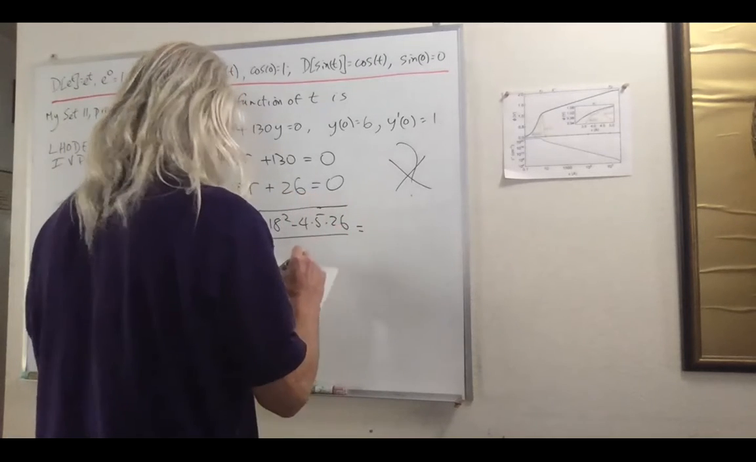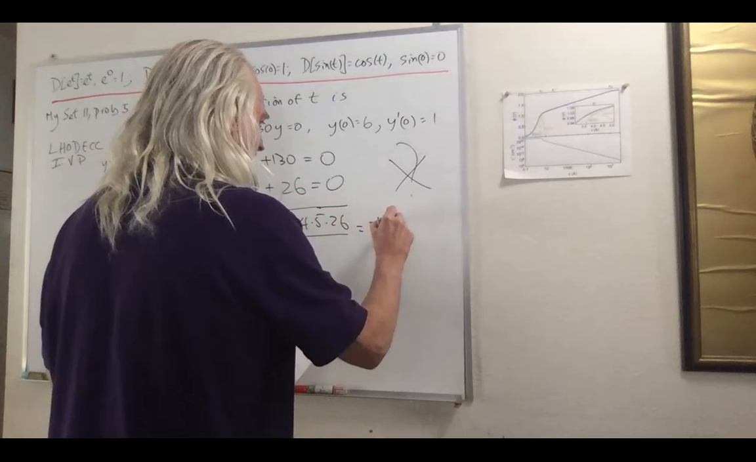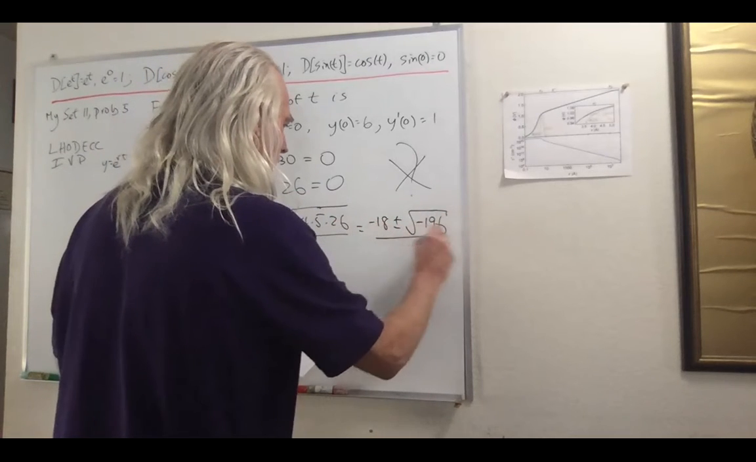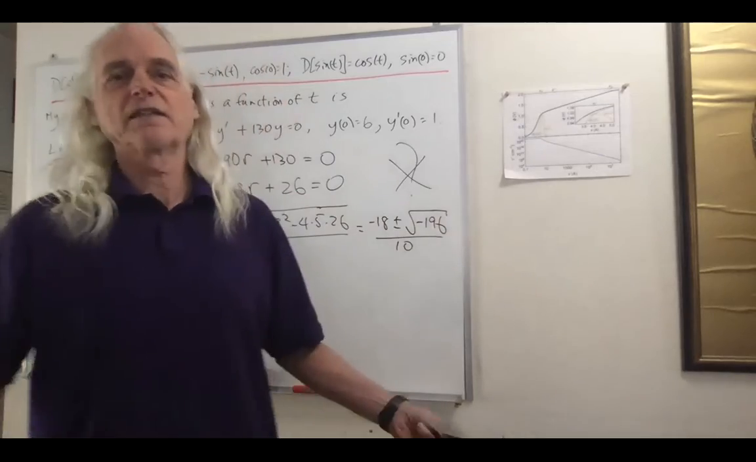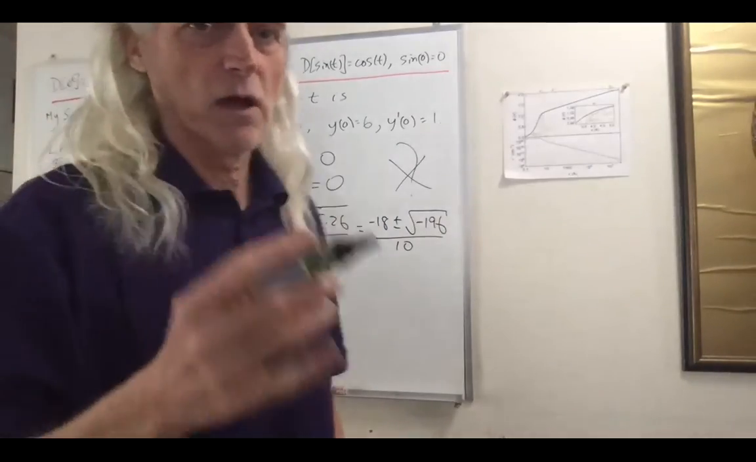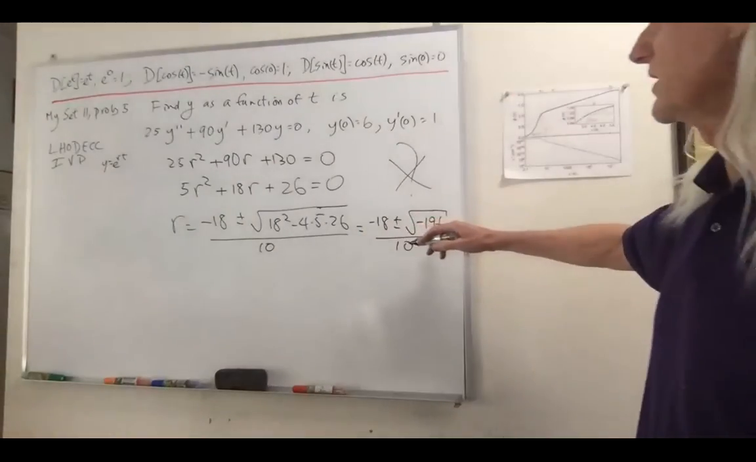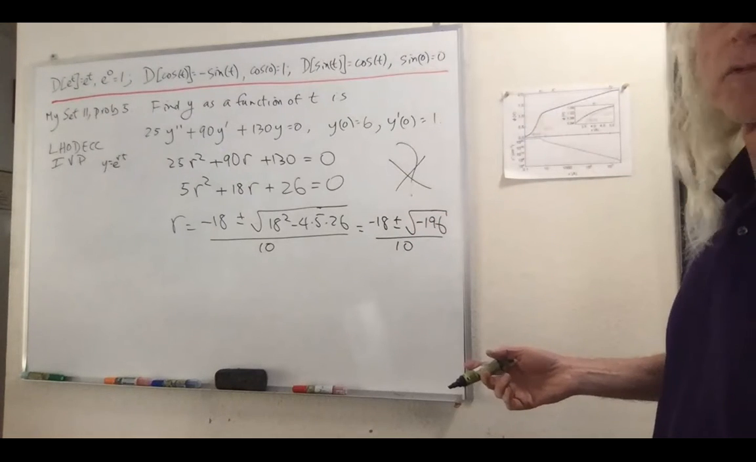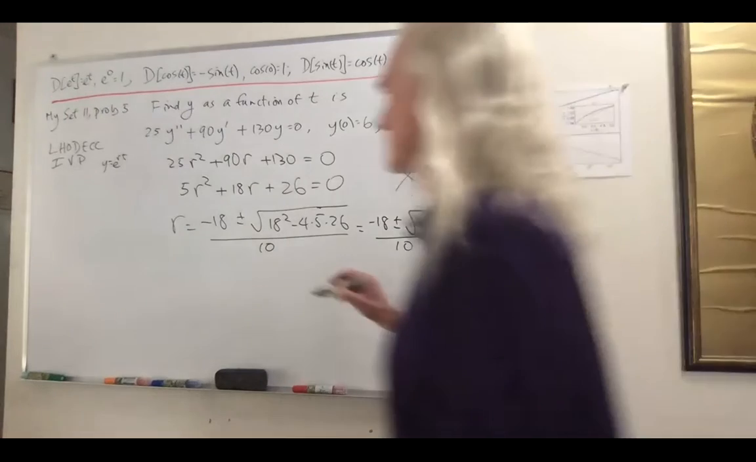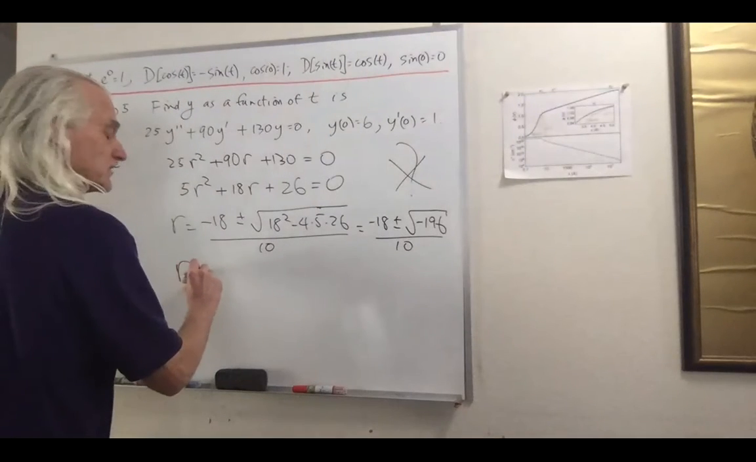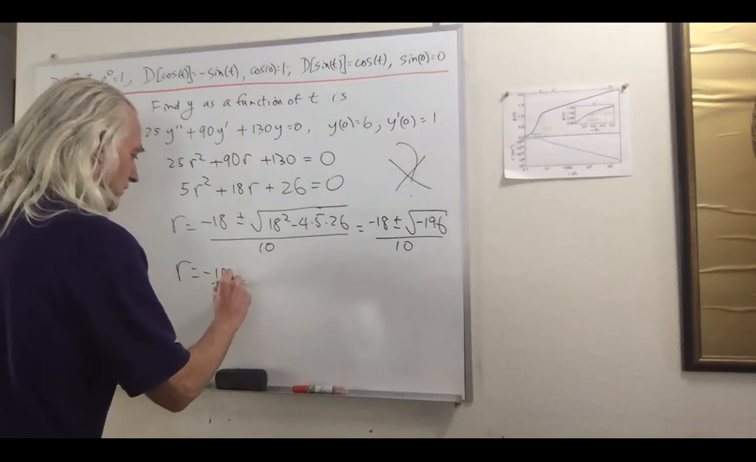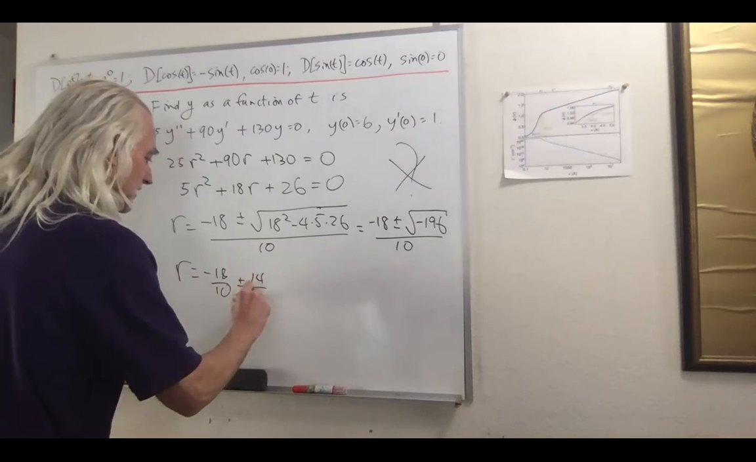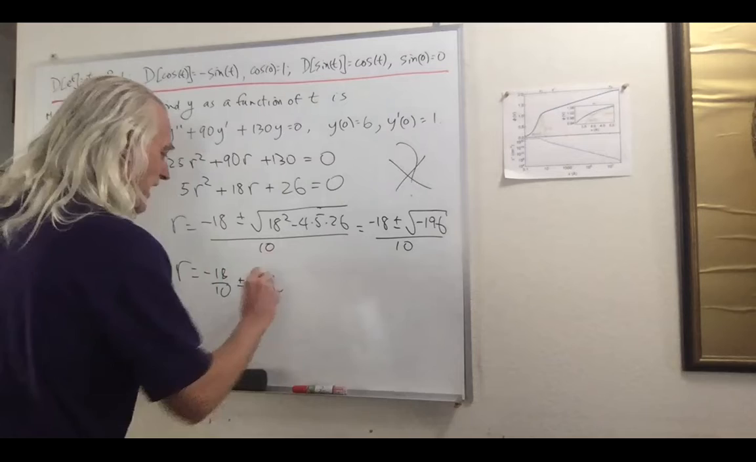You might need a calculator. I got minus 18 plus or minus the square root of minus 196, over 10. Whoa! You can't take the square root of a negative number over the reals, but this is going to be an i, a pure imaginary number, and you might remember that 14 squared is 196. So r is negative 18 tenths plus or minus 14 tenths i.